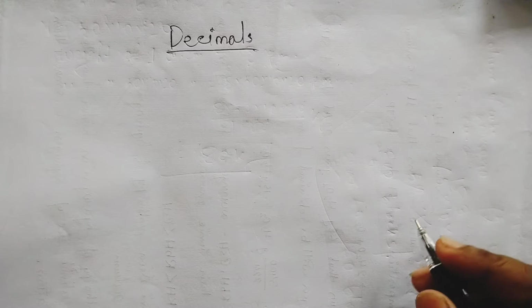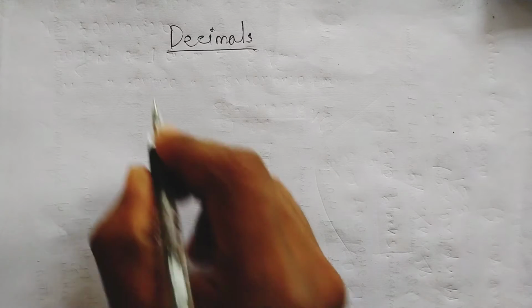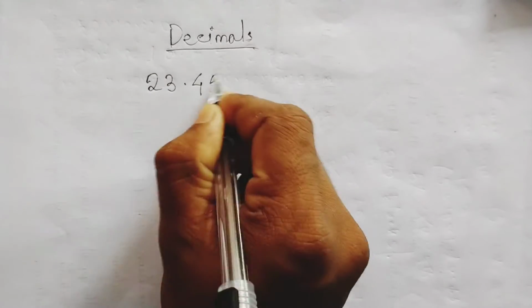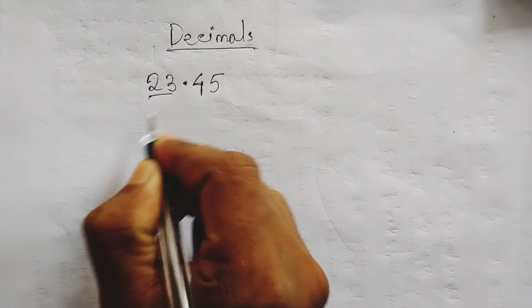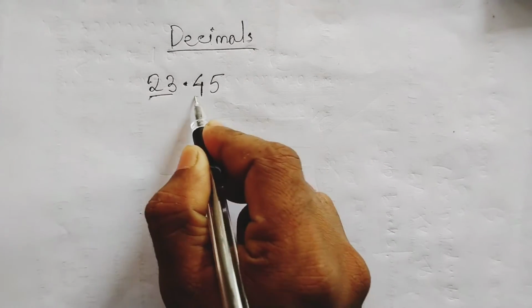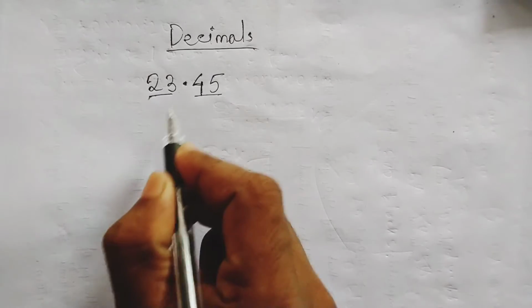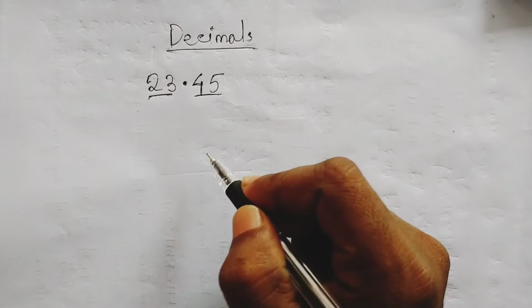A decimal is a number having two parts separated by a decimal point. If I write a number 23.45, here there are two parts, the left-hand side and the right-hand side. So decimals are numbers having two parts separated by a decimal point. This is the part before the decimal point and this is the part after the decimal point.